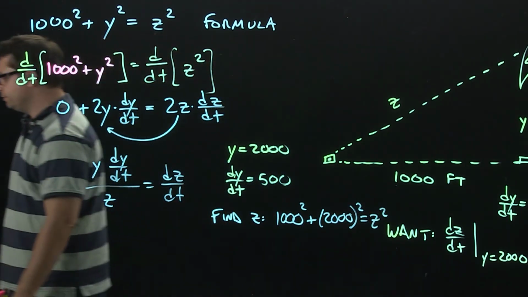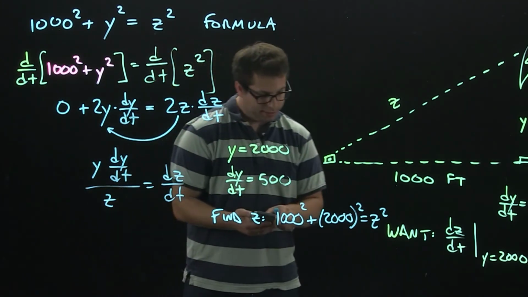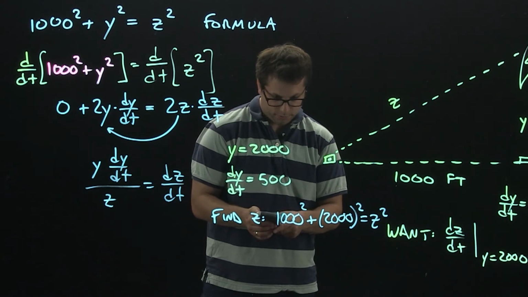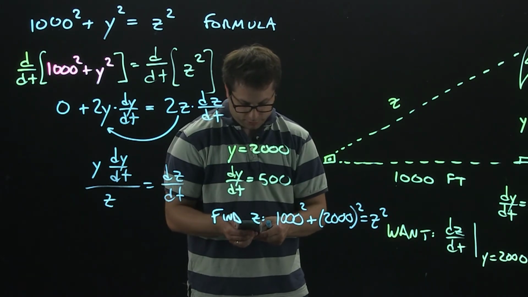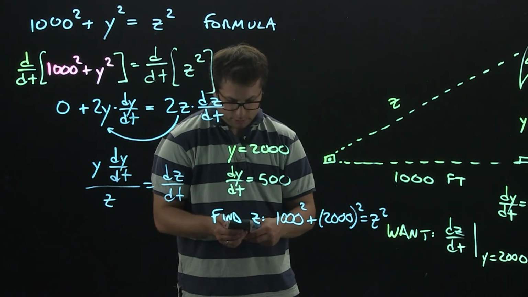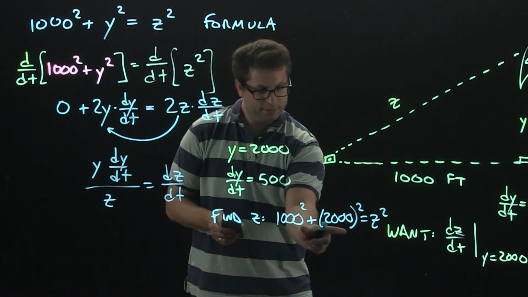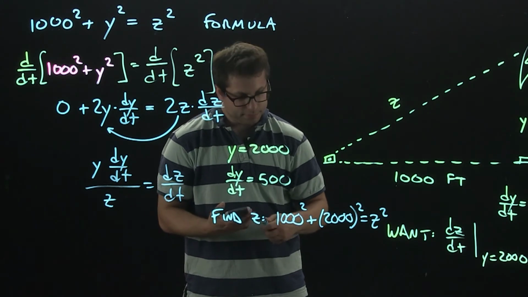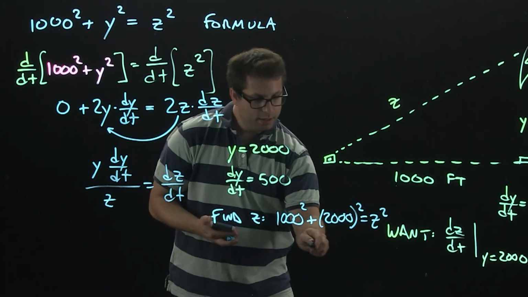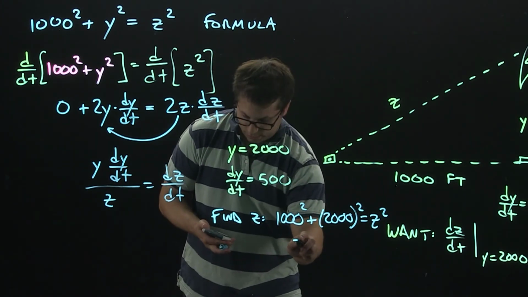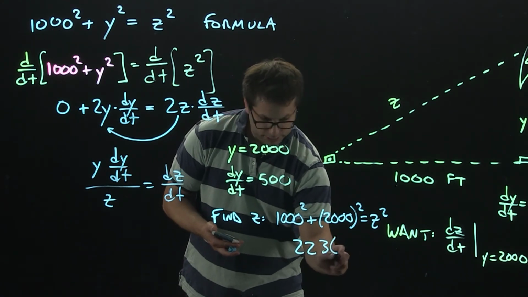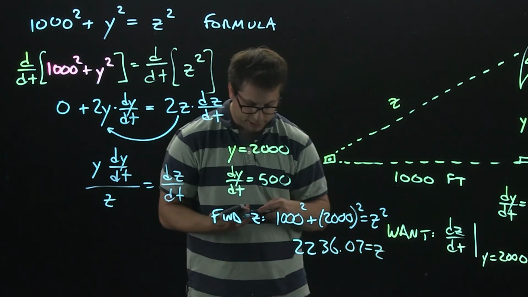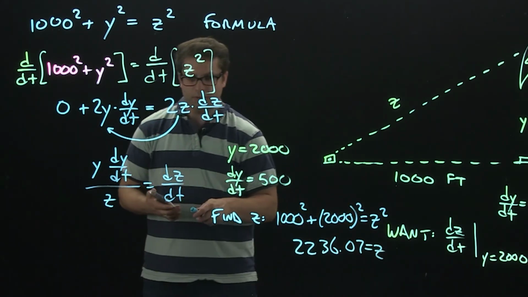I need a calculator. Okay, got my hands on a calculator here. So we're going to have 1,000 squared plus 2,000 squared. That's going to be 5 million. And then we will square root both sides, and we get 2,236.07. We'll round to 2 decimals. So there's our third value.